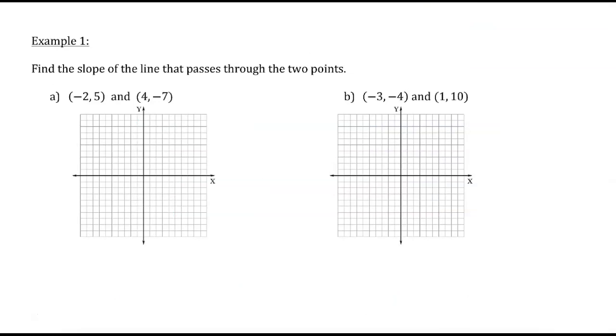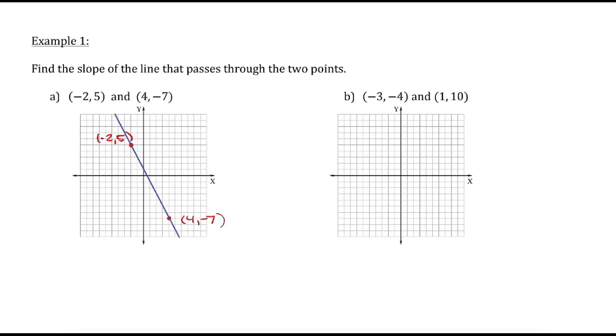In example 1, we're asked to find the slope of the line that passes through two given points. We'll look at part A and part B. In part A, we first have the point (-2, 5). Starting from (0, 0), we need to move to the left 2 units and up 5 units. To plot the point (4, -7), we need to move 4 units to the right and 7 units down. Now we can sketch our line.